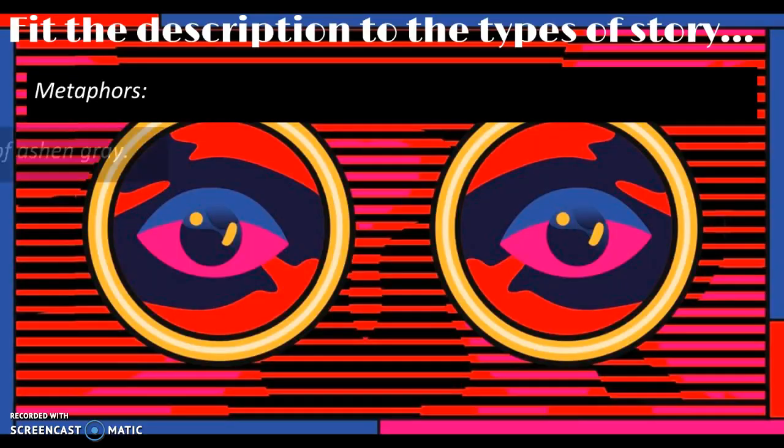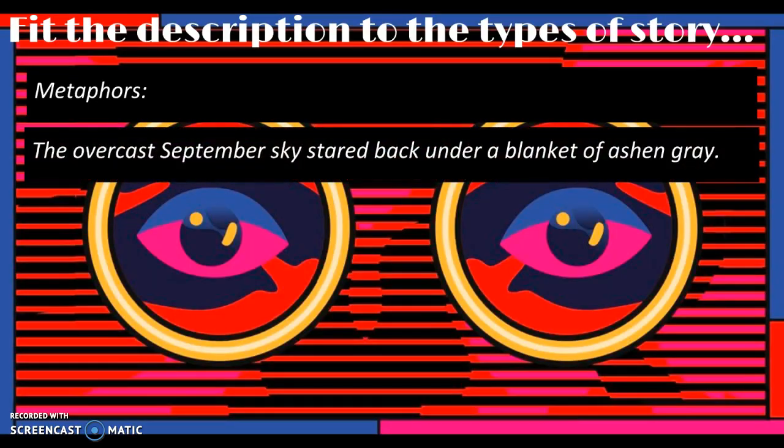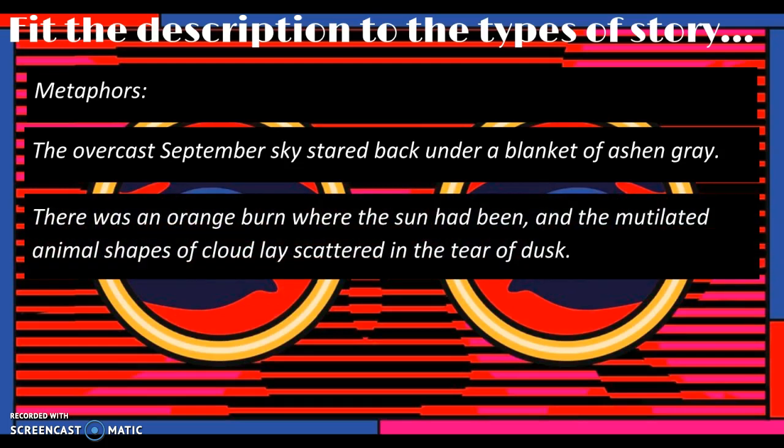So talking about striking images, metaphors are a really great way to create striking images, but sometimes we create really crummy metaphors, such as: the overcast September sky stared back under a blanket of ashen gray. There's a lot going on. We have metaphor, we have personification, we have alliteration. It should be great, but it's not because it's so cliche. Blanket of ashen gray. Please do not compare snow or clouds to a blanket. It's been done so many times.